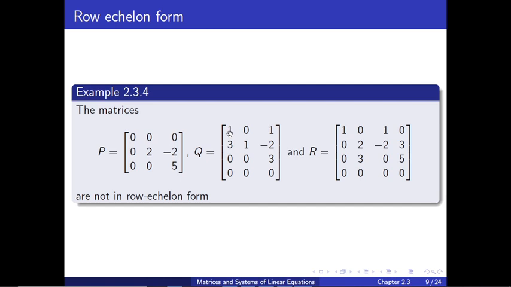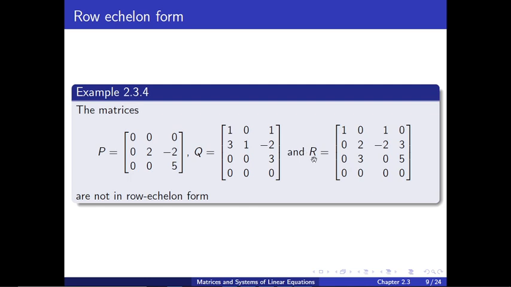So if it was proper, we would have a 0 here and then a non-zero value there, right? And then we could say that that value is to the right. But here we can see that it's directly on top of the first non-zero entry in the first row, right? So that is the problem. So that's why it's not in row echelon form.